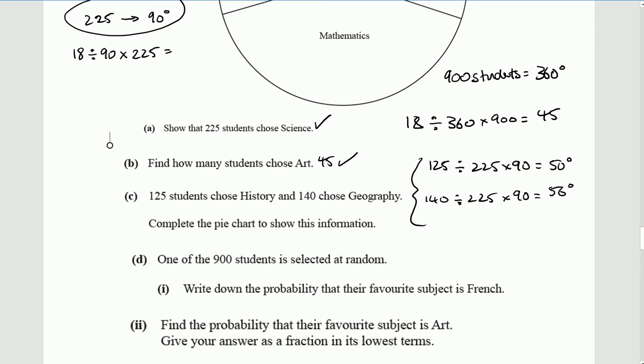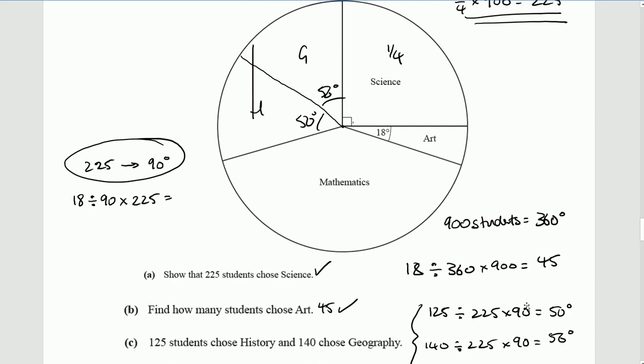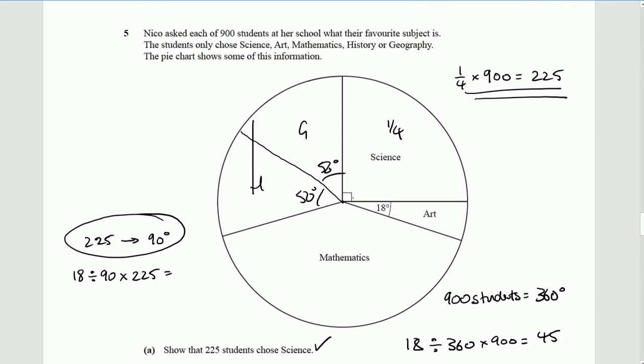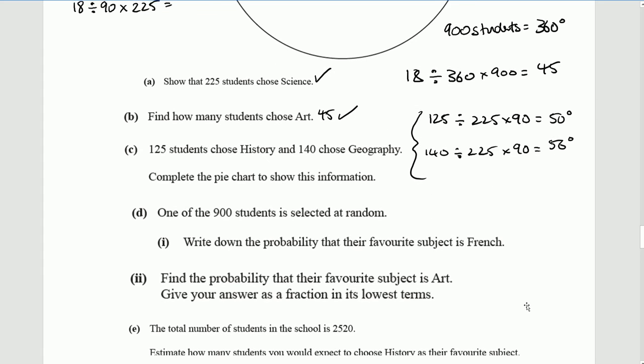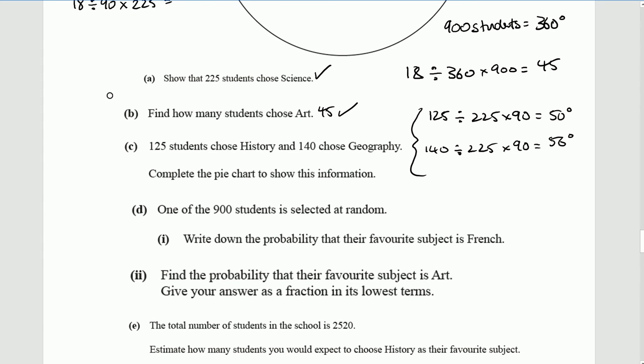One of the 900 students is selected at random, and I want the probability that their favourite subject is French. The students only chose science, art, maths, history or geography. None of those 900 students selected French. So the probability is 0.